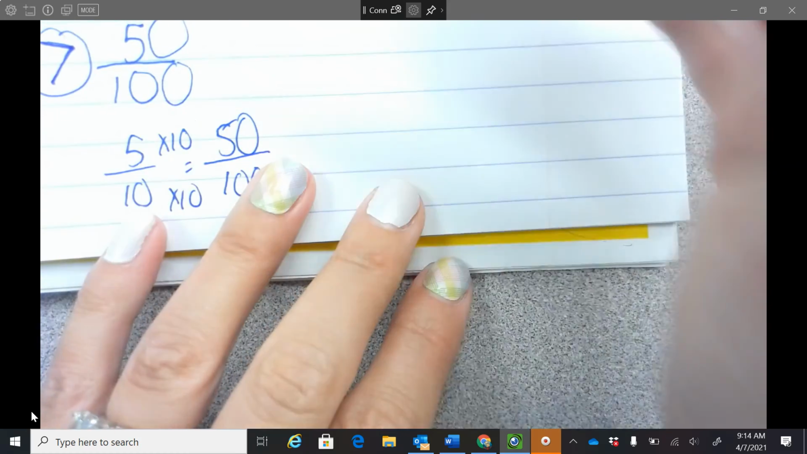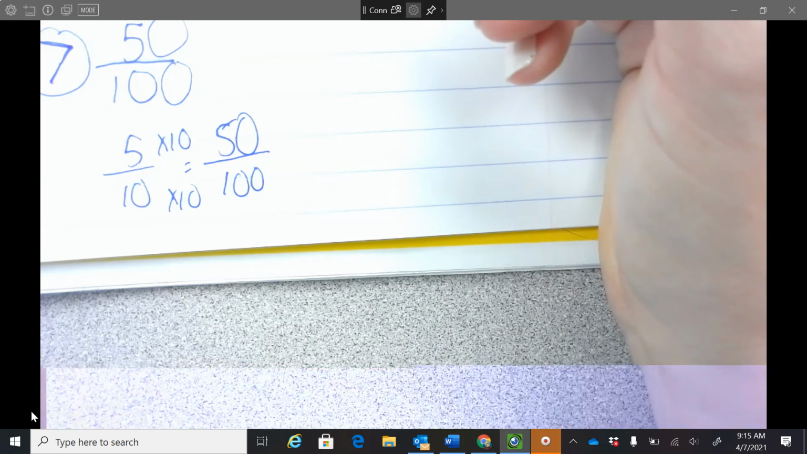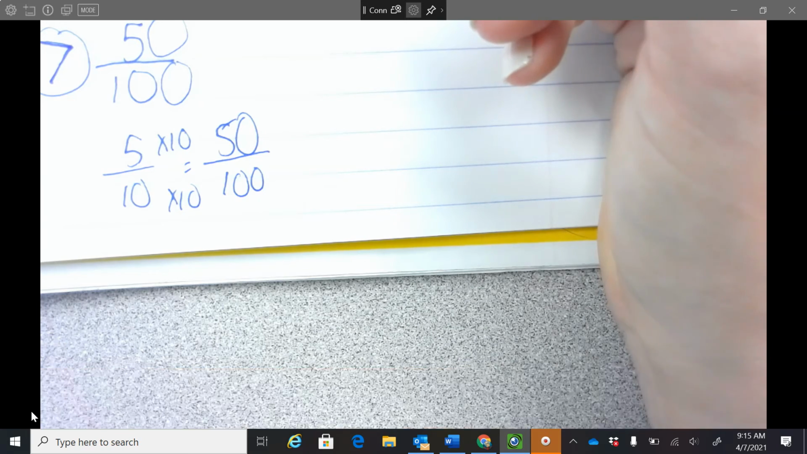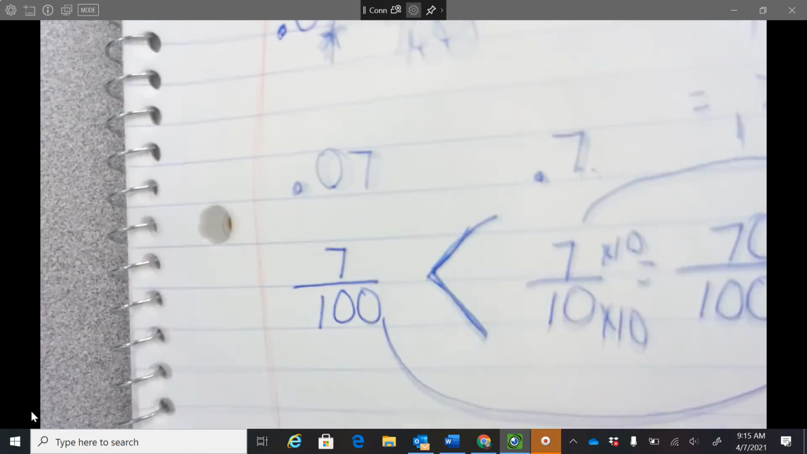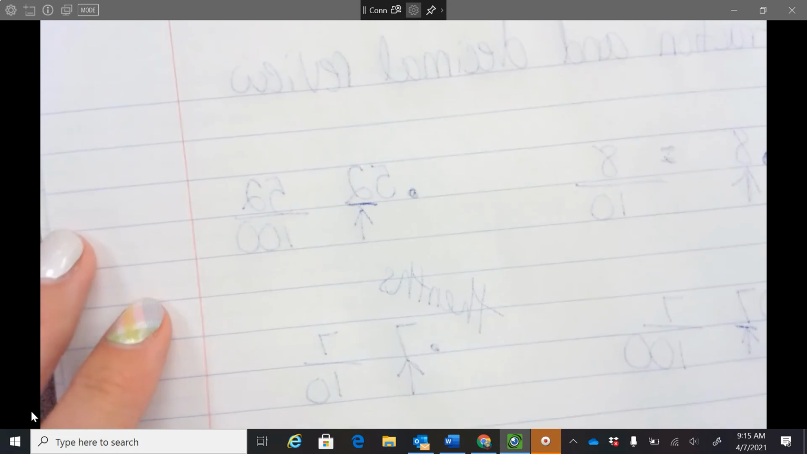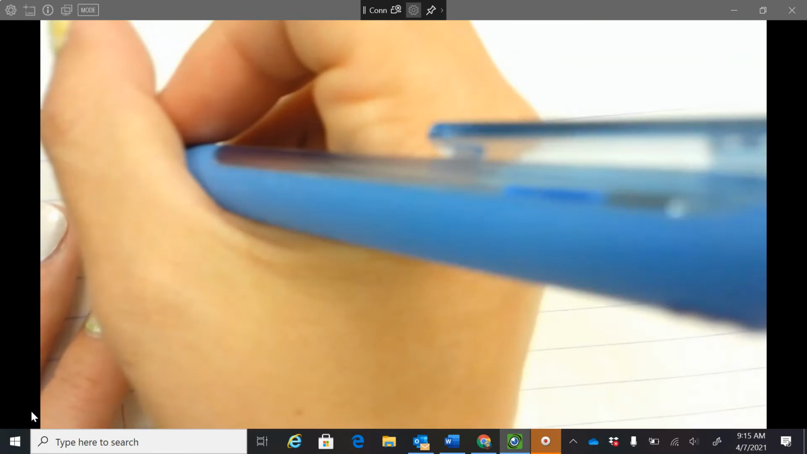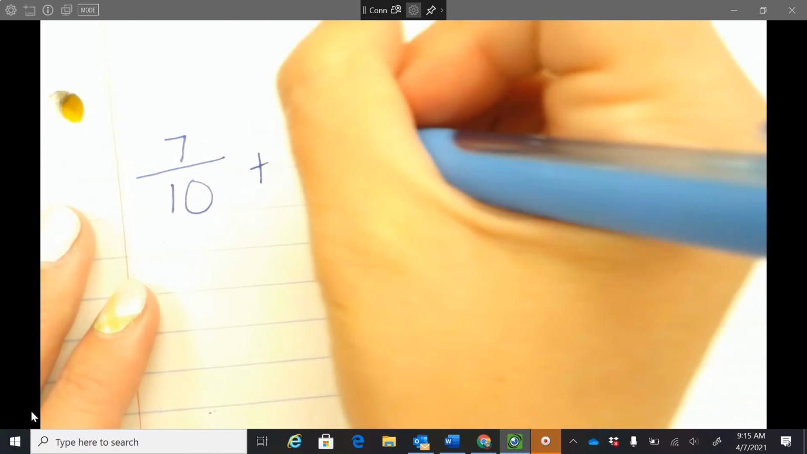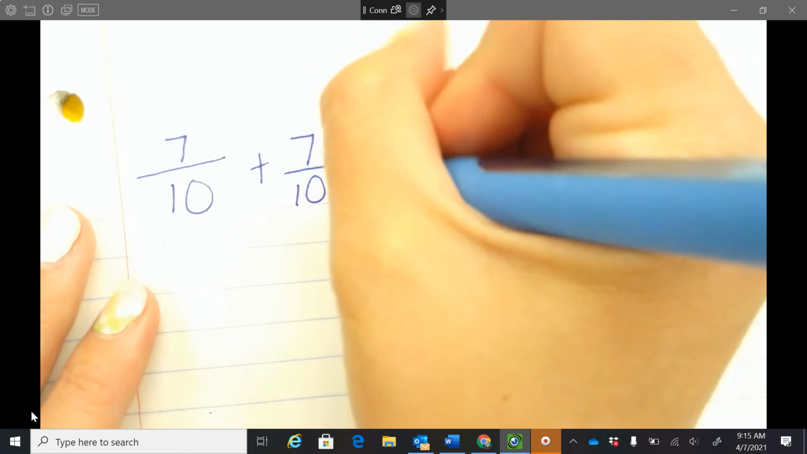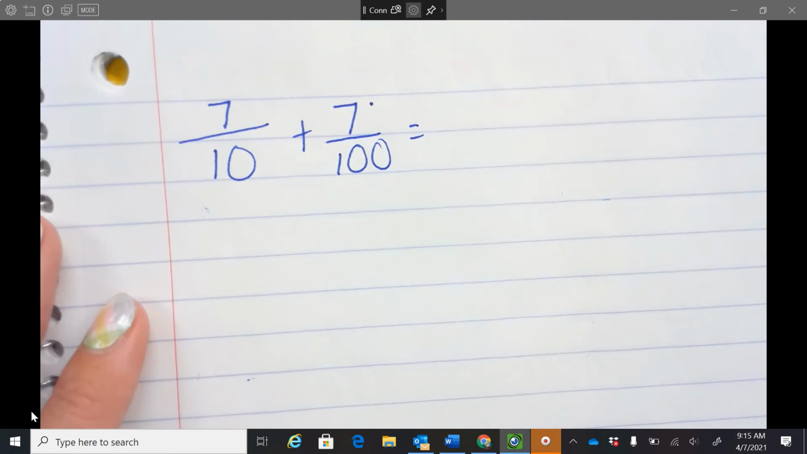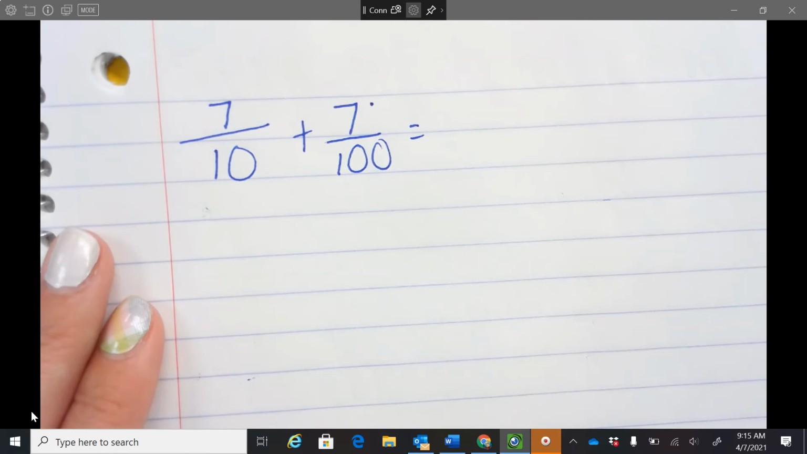Good. Let's do a little bit more. I'm going to go to the other side of the paper. What if we were going to add and subtract these tenths and hundredths? Like, what if I had 7/10 and I wanted to add 7 hundredths to that? What would I have to do? Times the 7/10 by 10. Yeah, I have to make them a common denominator.